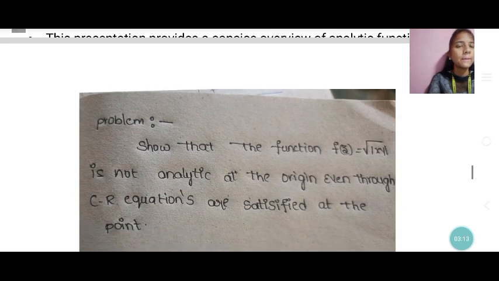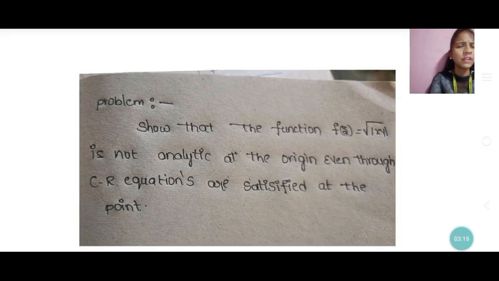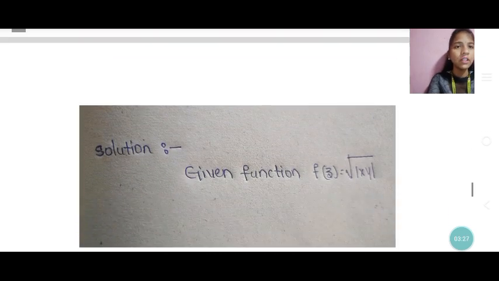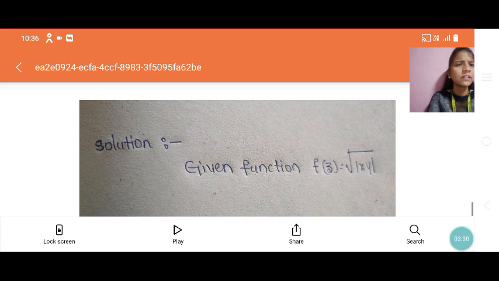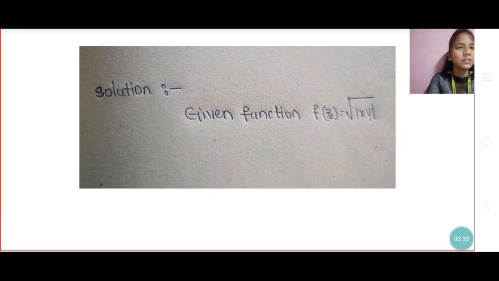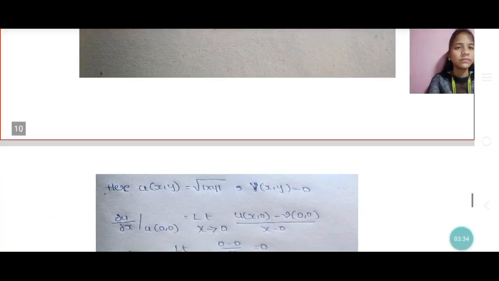mathematical fields. My problem: show that the function f(z) = √|xy| is not analytic at the origin even though the CR equations are satisfied at that point. This is my problem. Solution. Given function f(z) = √|xy|.